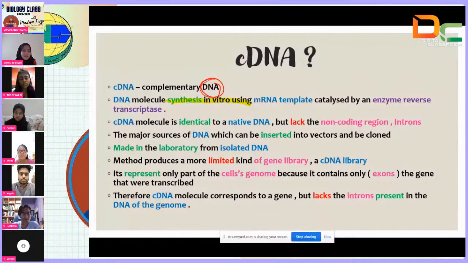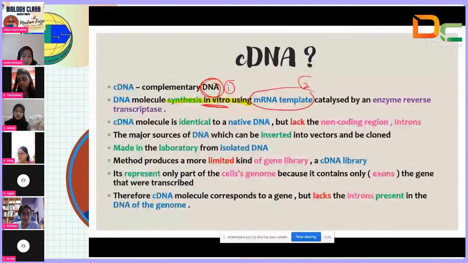Okay, so DNA molecule synthesis in vitro using mRNA template. Class, first of all, in vitro is important. Number 2 is mRNA template. Number 3, what is it, Umu? Enzyme reverse transcriptase. Okay, number 3 is enzyme reverse transcriptase. These are all important when we talk about cDNA, complementary DNA. Okay, continue.